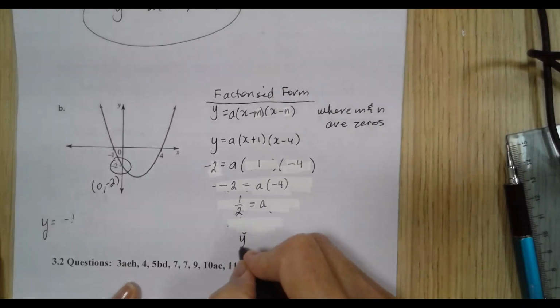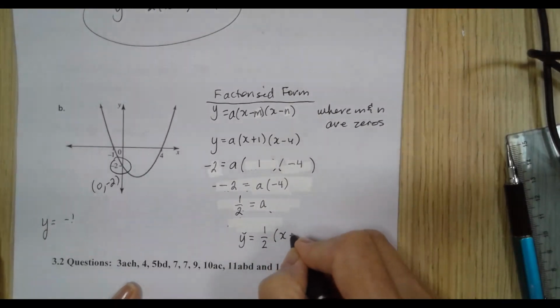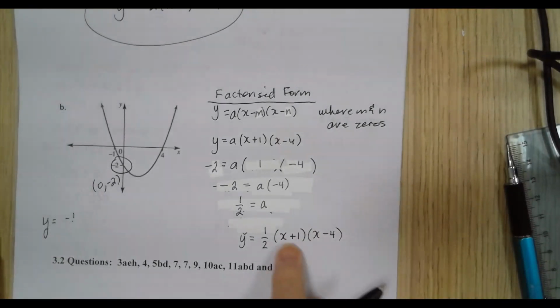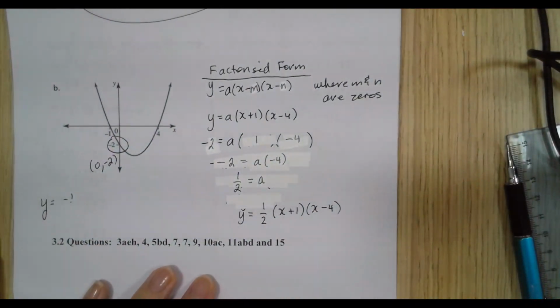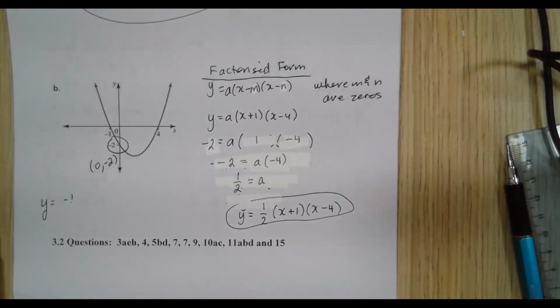So now I have y equals 1/2, bracket, x plus 1 times x minus 4. And if you wanted to FOIL that out and make it look neater, you could, but this is a perfectly great answer. Okay, here's some questions for 3.2.